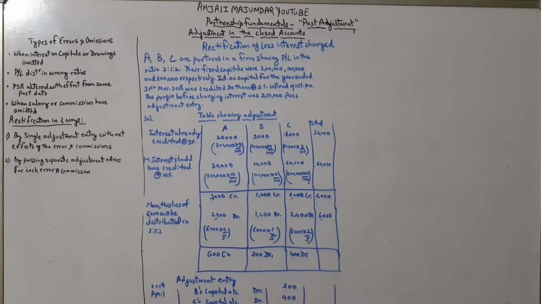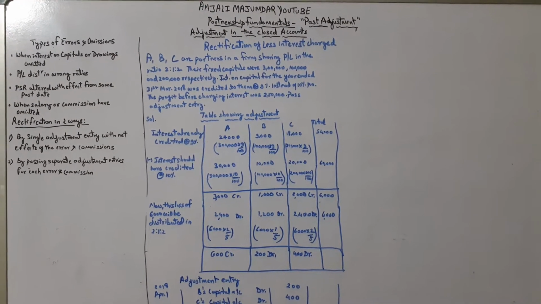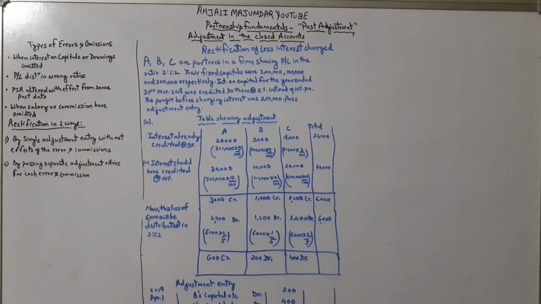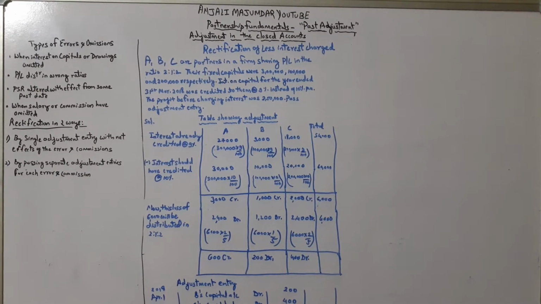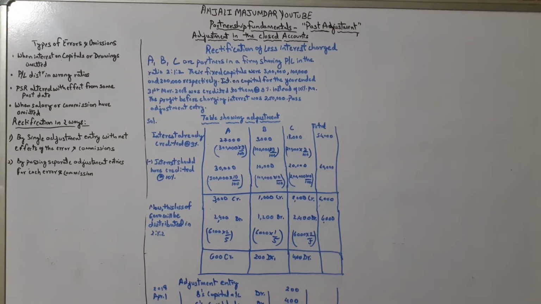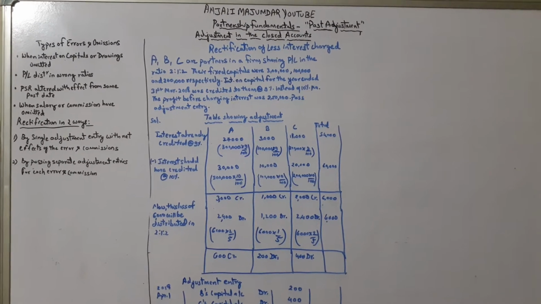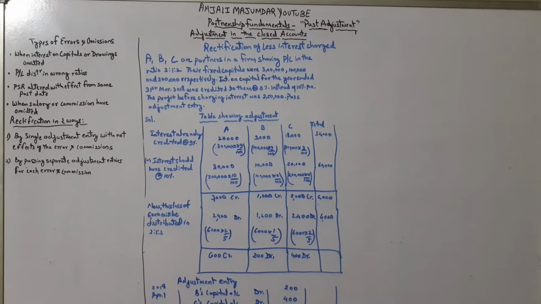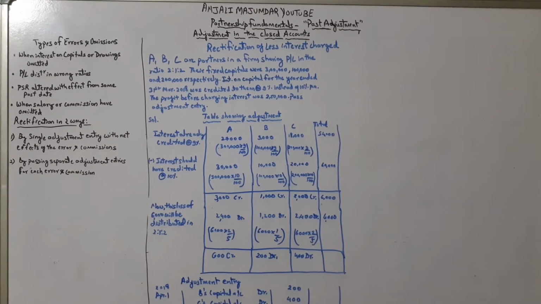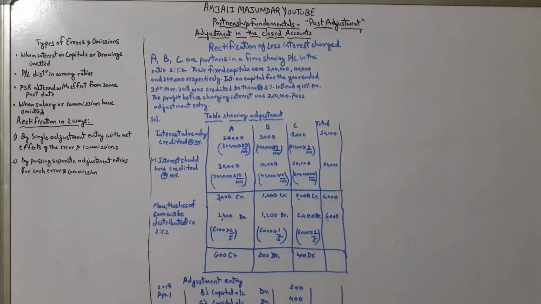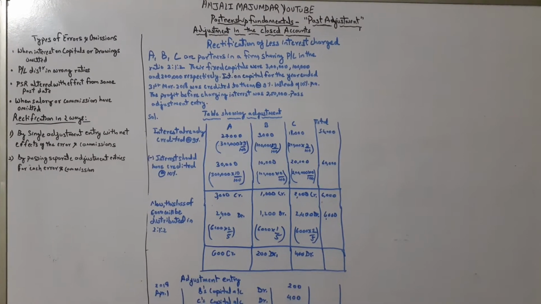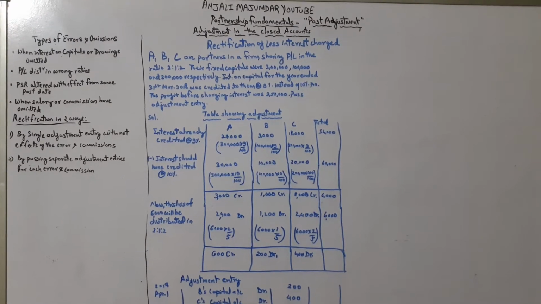Let's see the question. A, B, C are partners in a firm sharing profit and loss in the ratio 2:1:2. Their fixed capitals were 3 lakh, 1 lakh and 2 lakh respectively. When the word respectively comes, it indicates A's capital is 3 lakh, B's capital is 1 lakh and C's capital is 2 lakh. Interest on capital for the year ended 31st March 2018 was credited to them at 9% instead of 10%. Actually the rate of interest should be 10%, whereas it has been charged at 9%. The profit before charging interest was 2,50,000.